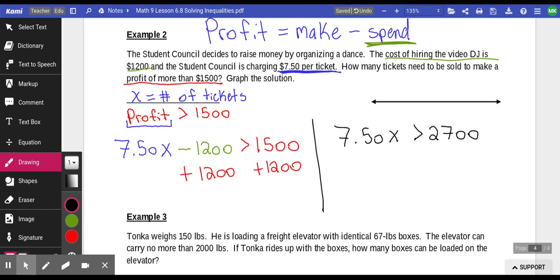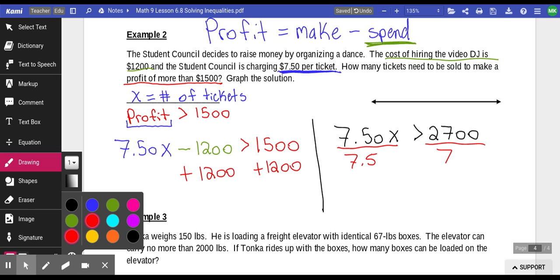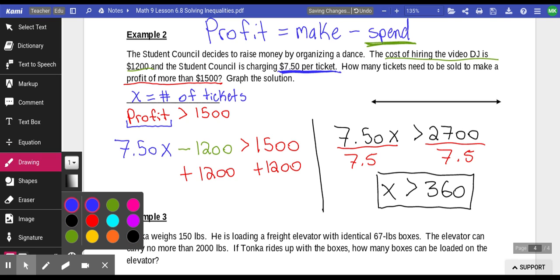I now need to get x by itself, so I divide both sides by 7.5. On the left-hand side, that'll give me x. On the right-hand side, if you punch 2,700 divided by 7.5 in your calculator, you should get 360. This is my answer. Now, what that answer means, x is the number of tickets.